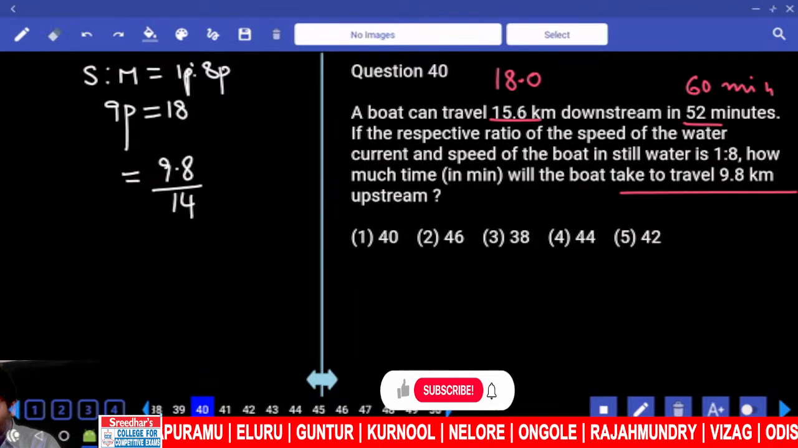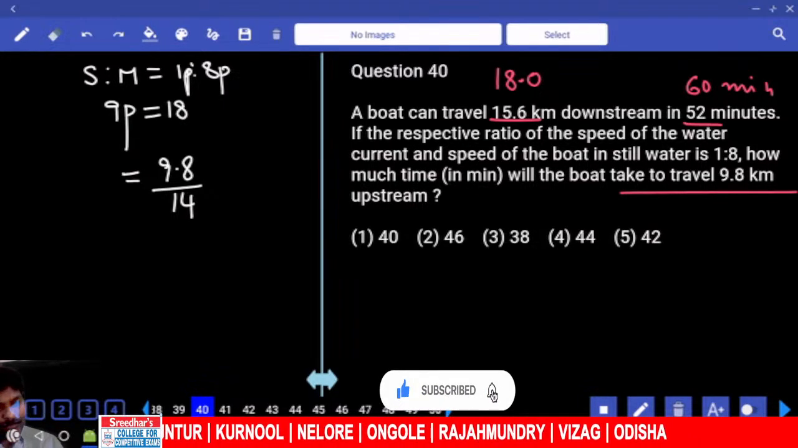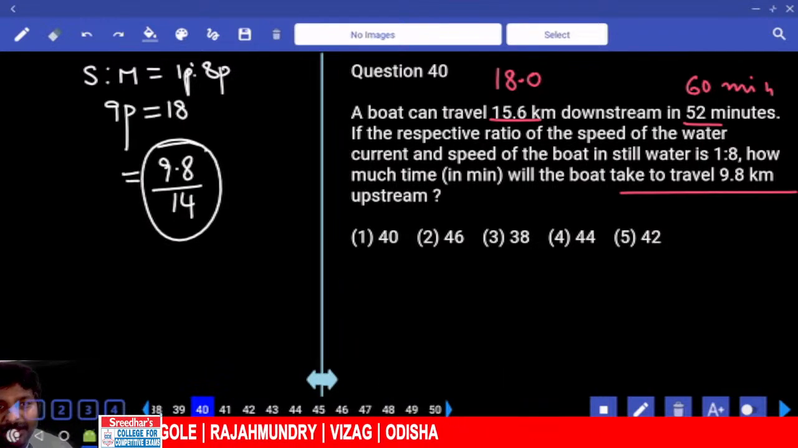Kilometer per hour. Right, so 9.8 is in kilometers, denominator 14 kilometer per hour. You will get the answer in hours.